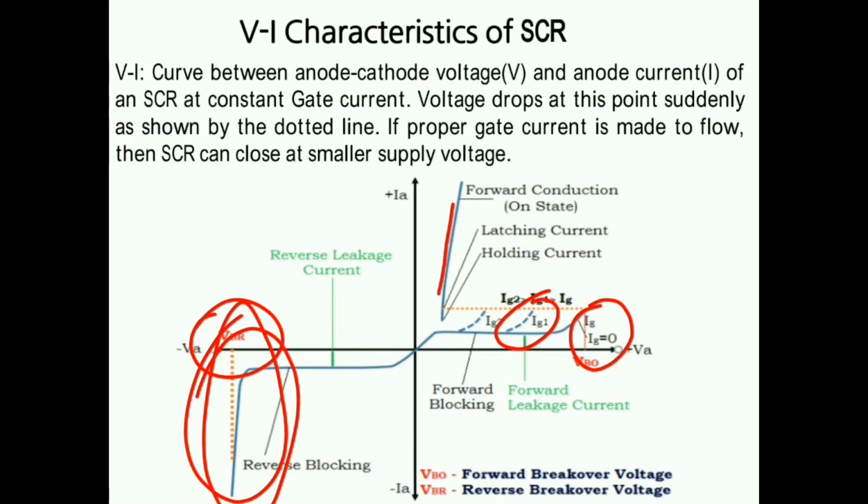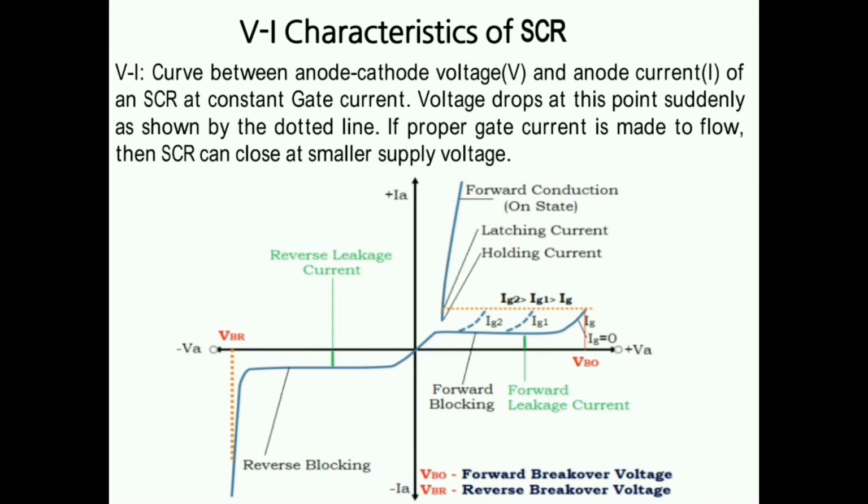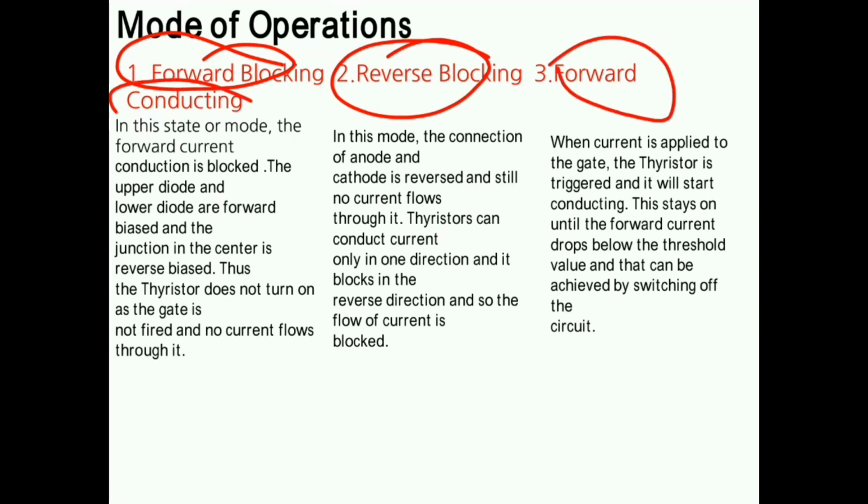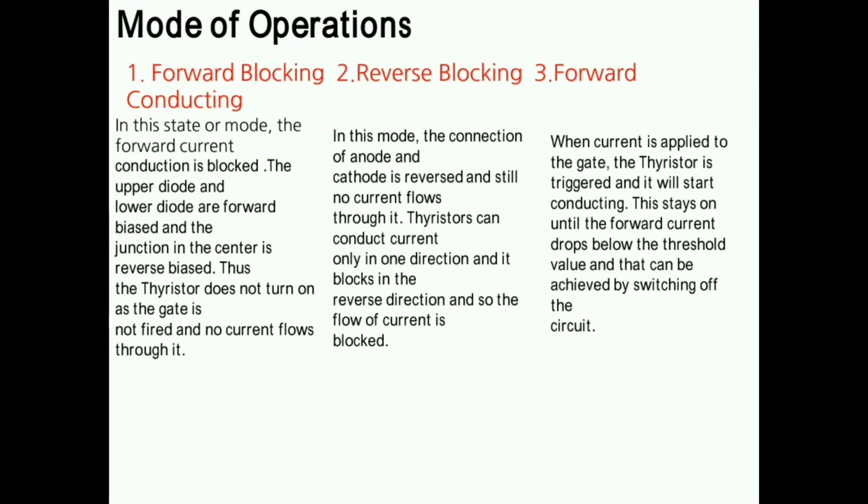After this, the region is known as the forward conduction state. So you have to take a screenshot and remember this characteristic of the SCR. Previously we talked about these three operations: the forward blocking region, reverse blocking region, and forward conducting region. So take a screenshot and put it down in your notebook. You have to remember these three operations for the SCR VI characteristic.